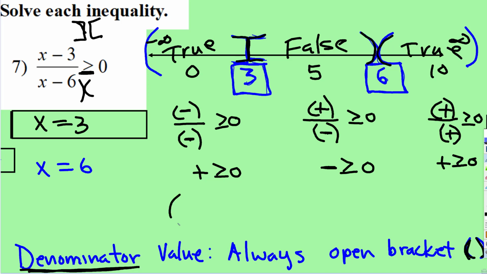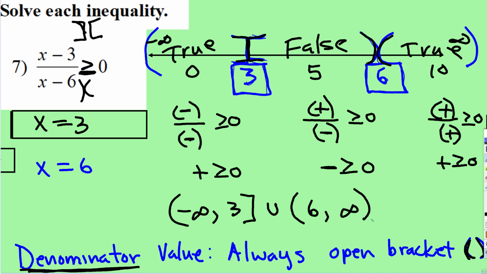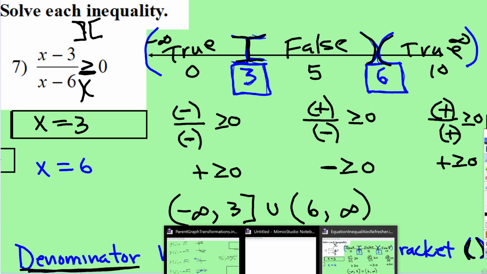So in this case, we have negative infinity up until 3 square bracket, because of the inequality sign, union symbol, but because 6 zeroes out the denominator, it will be an open bracket 6, comma, positive infinity. Just like that. All right, that's it for review on how to solve quadratic and rational inequalities.